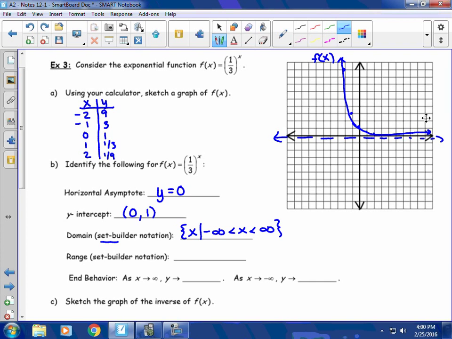The range, we know it goes down to 0, but up to infinity. So we can just write that as all y's such that y's are greater than 0. Remember, not greater than or equal to 0, because 0 is an asymptote. As x goes to infinity, as x gets huge, what's happening to your y values? They're getting smaller, but not to negative infinity. They're only getting smaller to 0. And as your x values get small, what's happening to your y values on your graph? Those are going to infinity.